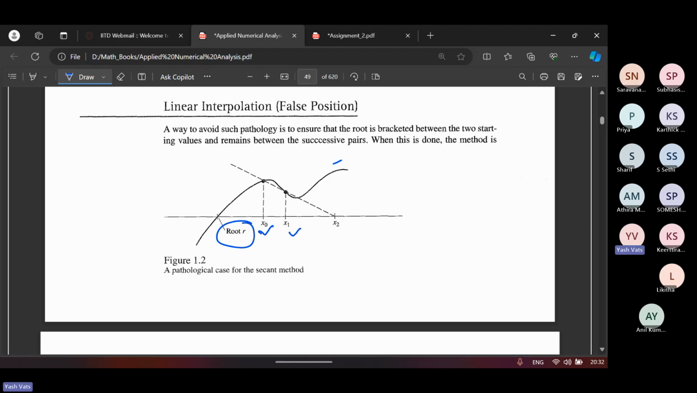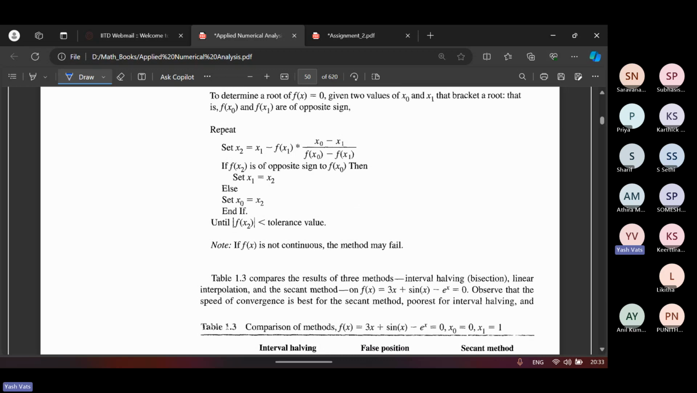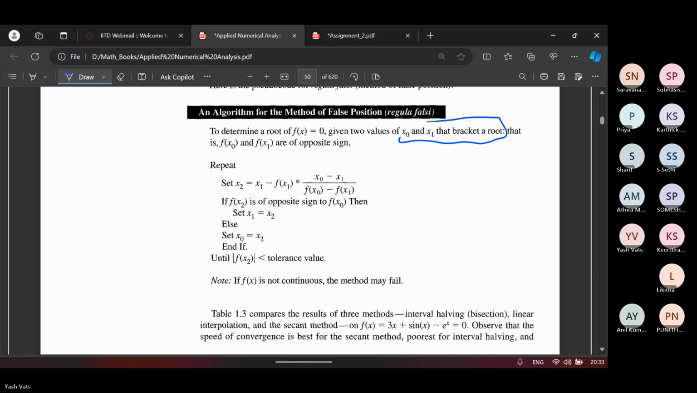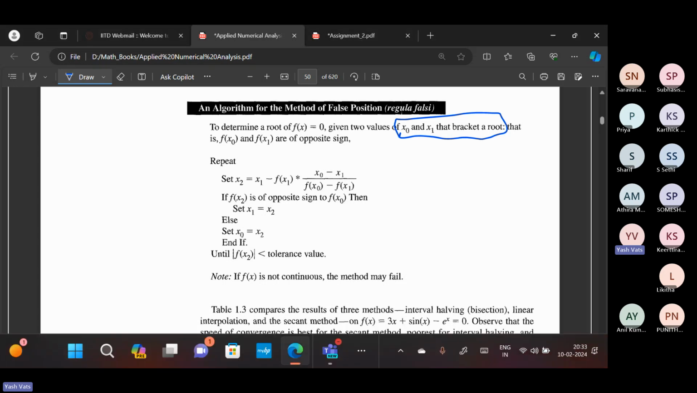You can just make sure that the root lies between the two starting points. And that's what the false position method says. So you have to make sure that these x0 and x1 bracket a root, like in the bisection method. The false position method is nothing but the combination of the bisection method and the second method. So we apply the bisection method and then the second method. That is the false position method. And the value of this should be the same. So we tried something with the second method.